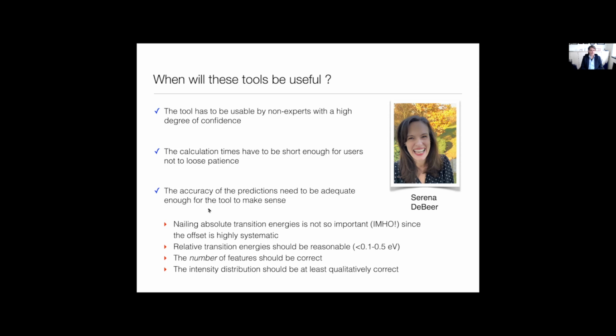And then, and that's a pet peeve of mine, the number of features should be correct. It's surprising how many calculations are done that don't even predict the right number of transitions. And that is something that I find absolutely critical. And I will come back to that a little bit later in the talk.